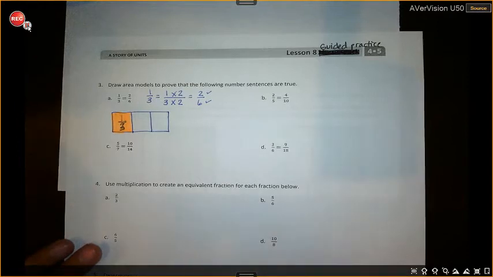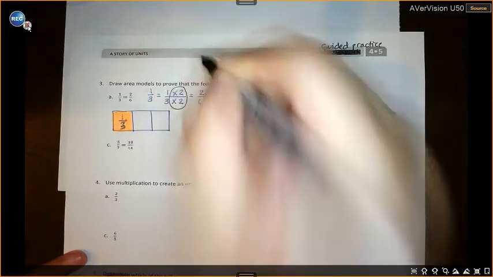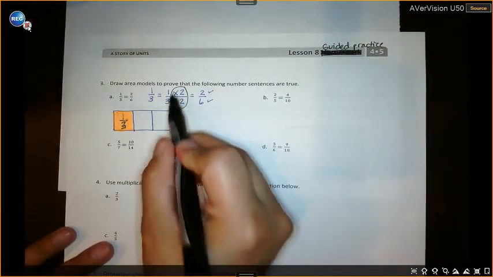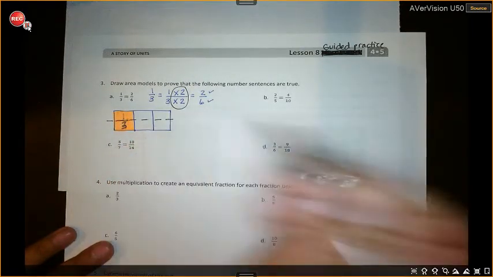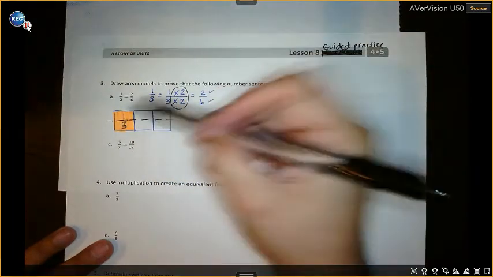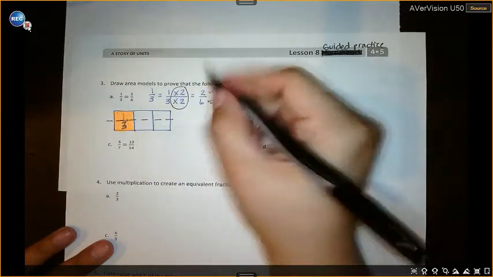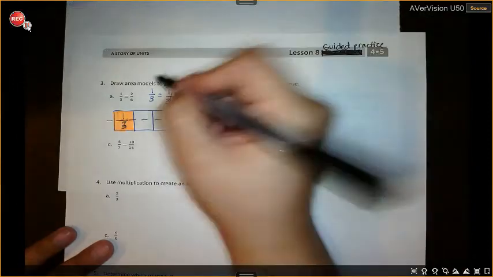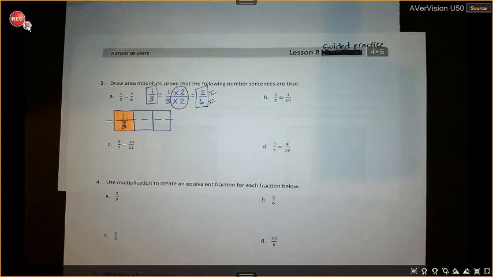There, 1/3. Now I'm going to draw a horizontal line because I have to break it apart into 2 rows because we're multiplying by 2. Now I'm going to verify if it represents 2/6 after I have done the horizontal line. 1, 2, 3, 4, 5, 6. Yes, 2 of them are shaded. So again, what do I know about 1/3 and 2/6? That is correct. 1/3 is equivalent to 2/6.